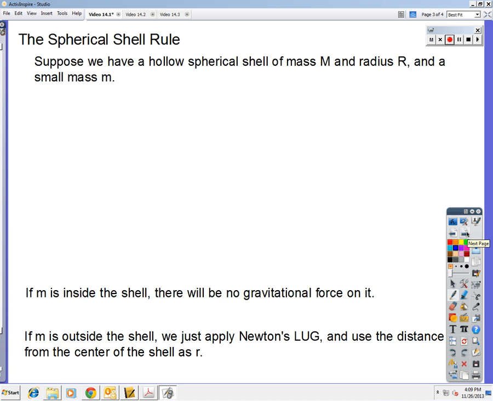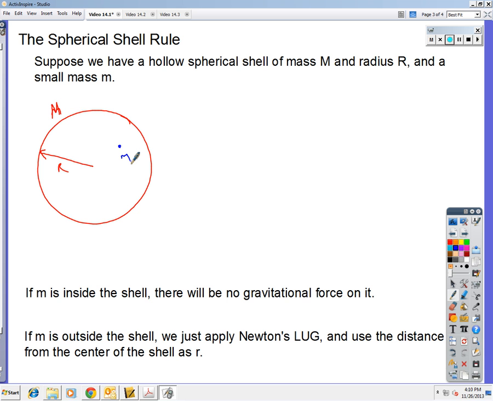Now, you also need to be able to calculate the gravitational force on something inside the Earth, which is quite interesting. So, if we consider a spherical shell, it has a total mass capital M, has a radius r, and it's hollow in the center. Now, if we put a small mass, little m, anywhere inside that shell, it will not have any force on it.